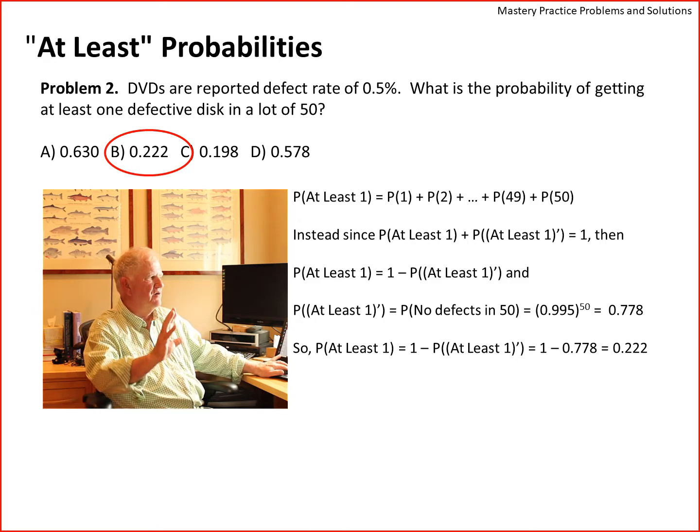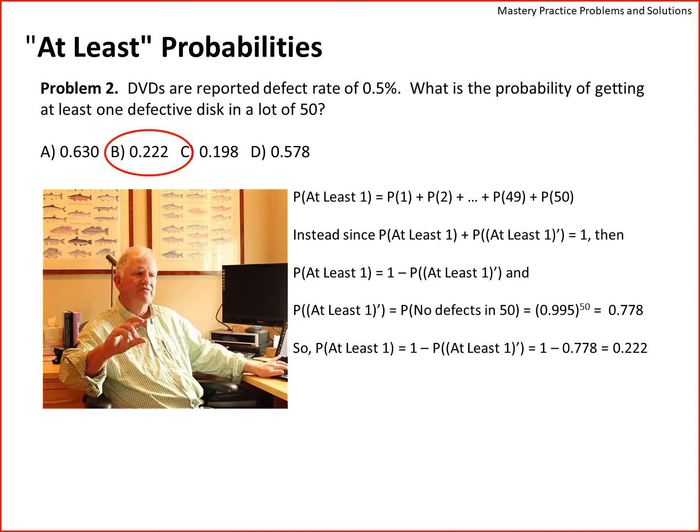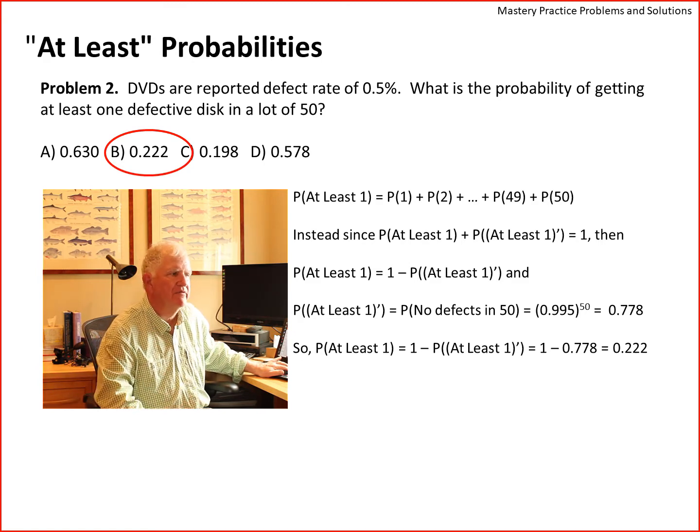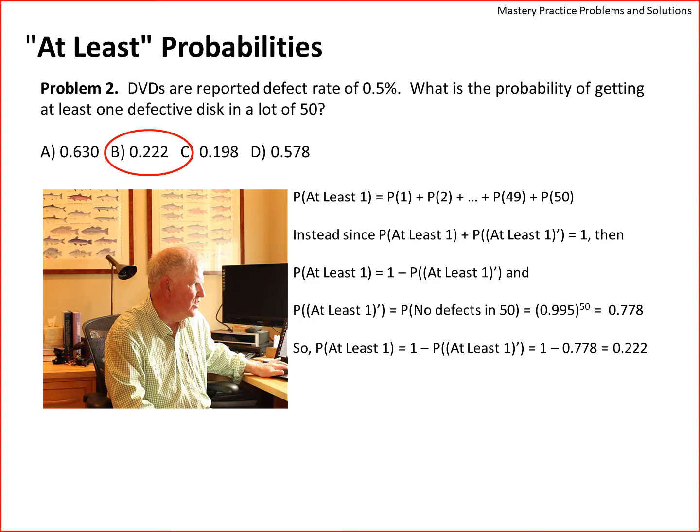Instead of finding the probability of at least 1, let's find the complement of that. Oftentimes, not always, as you'll see in the next problem, this is not the case, but generally the complement of at least 1 is none. If that's easy to calculate, do so. Subtract that value from 1, and you're back to the probability of at least 1.